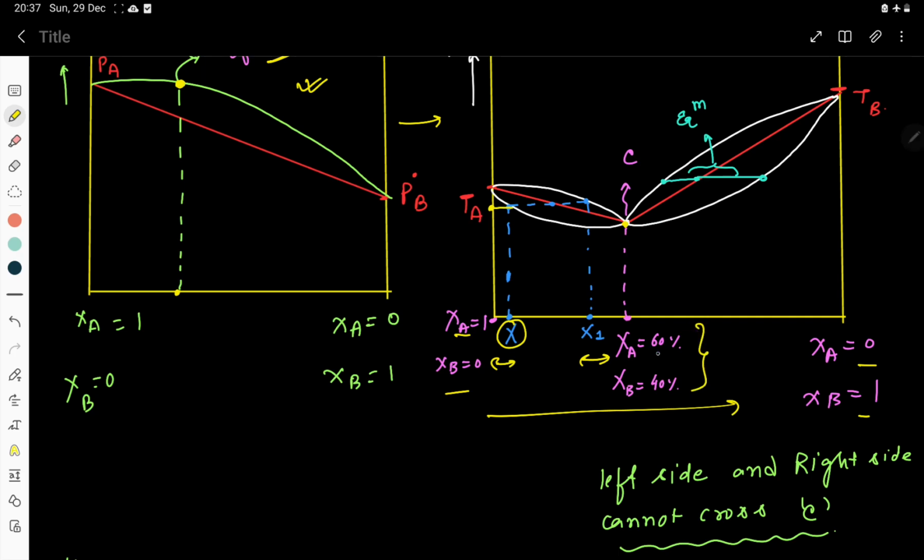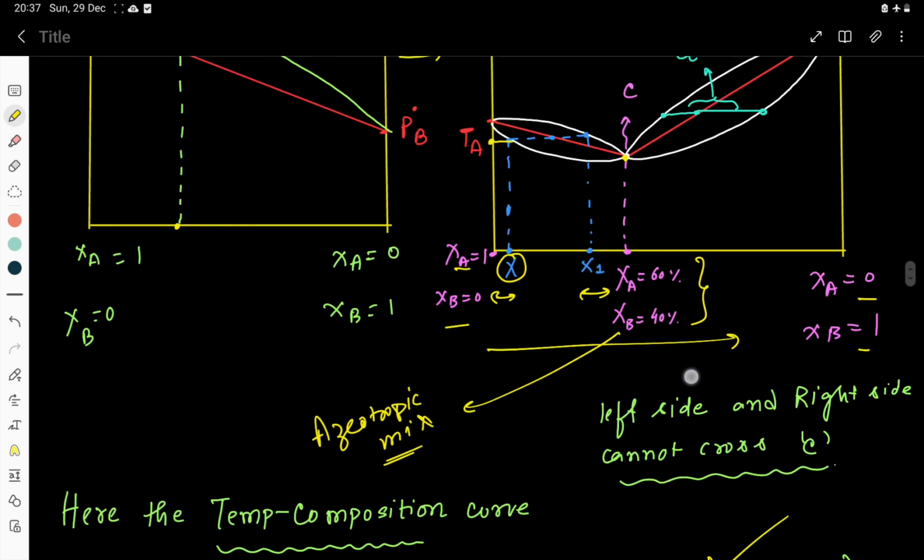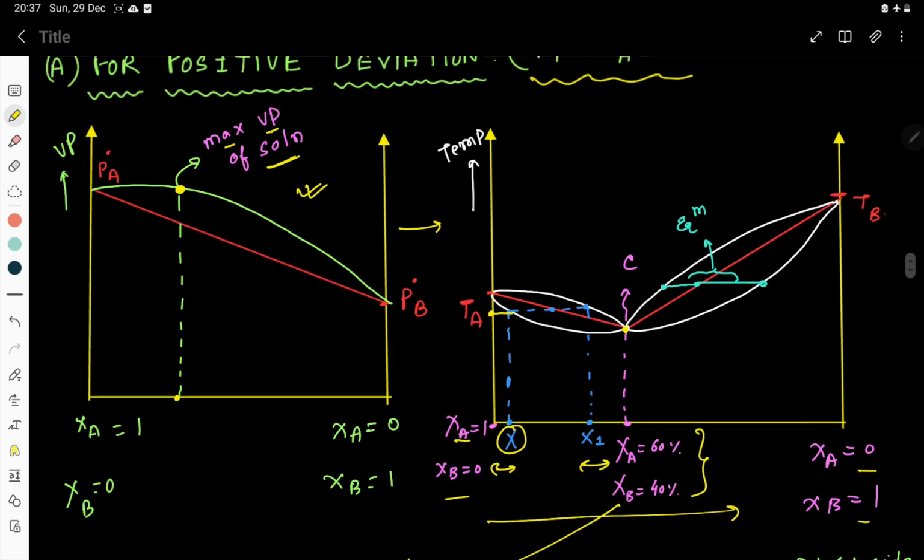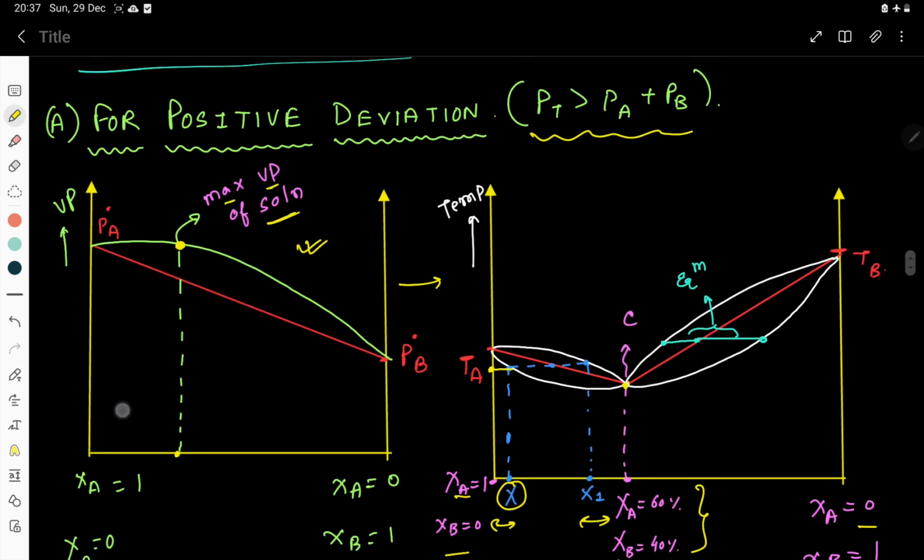For example, here the composition is Xa equal to 60% and Xb equal to 40%, and this is known as the azeotropic mixture. This is the very special condition where we can see both liquids will boil at the same temperature. Fractional distillation is only applicable if the boiling points are different. If the boiling points are very close to each other, then also we can surely do fractional distillation. But if the boiling point is the same, if it boils at a constant temperature, then we cannot separate that mixture.